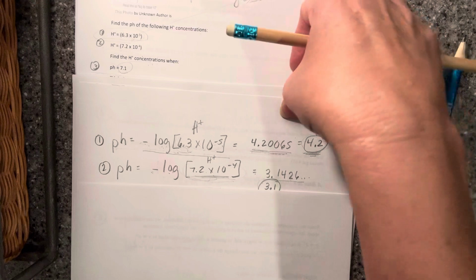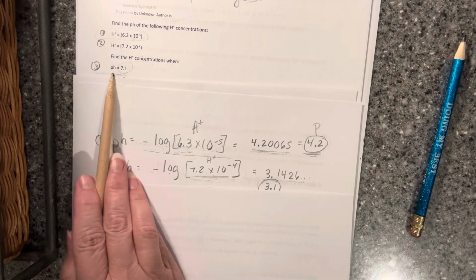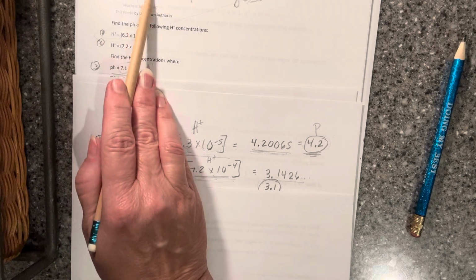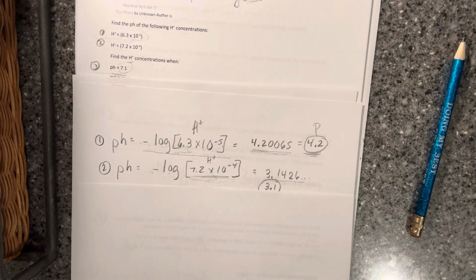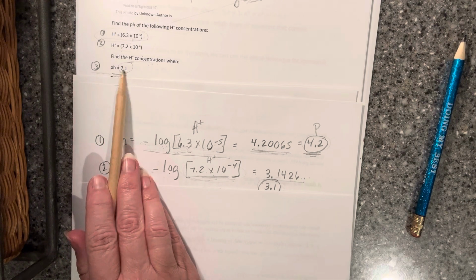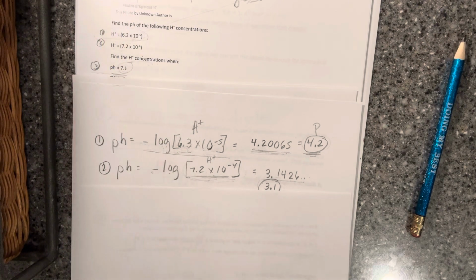Now on number 3, we're going to work the formula a little differently. We know the pH and we want to figure out what H plus is. What is the value that goes there? And we do want to write it in scientific notation. So pause the video, try plugging in 7.1 for this side of the equation. Think about how you could solve that.